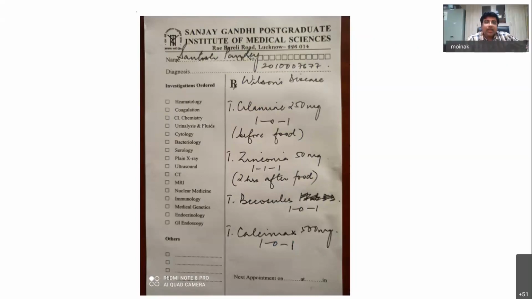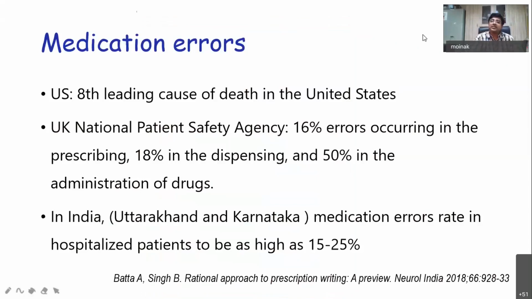Now, we look at how prescriptions are going wrong, and this is a small study we have. So it's not a study, but it was a review article that somebody had written on the medication errors that go on in our community. And they say that 1 of 8 people dying in the United States is possibly because of medication errors. In the UK, the prescription errors are up to 16%. In India, it is up to 15 to 25%.